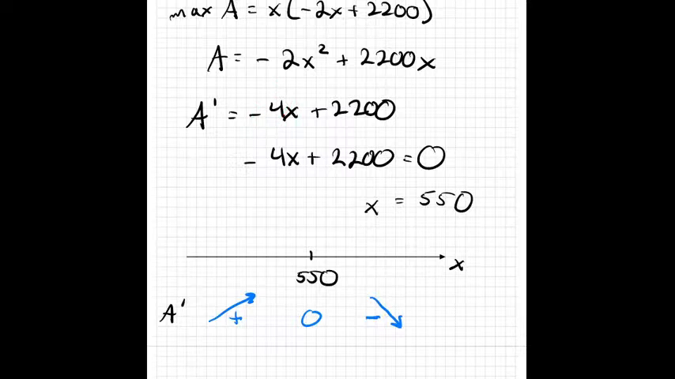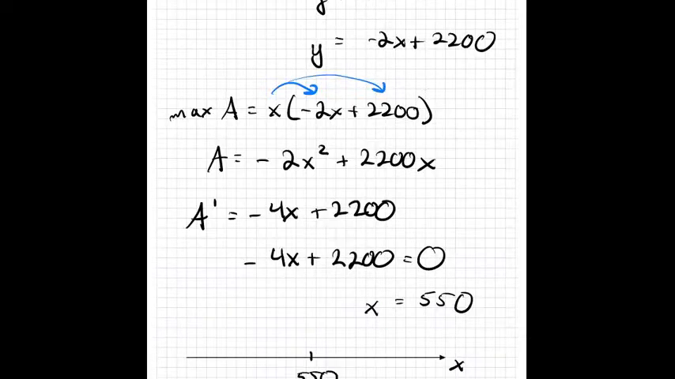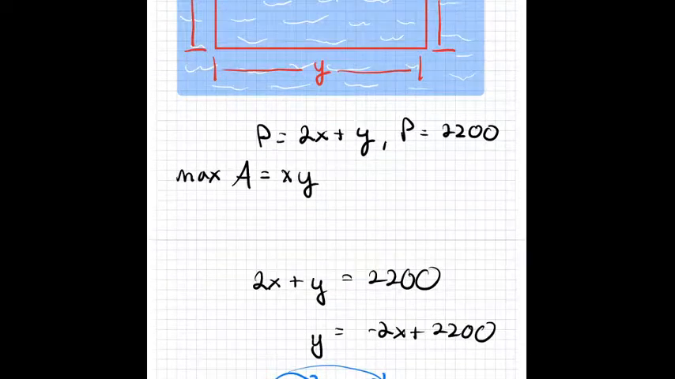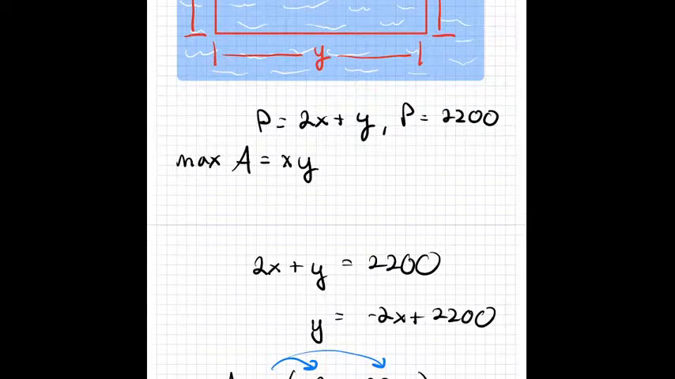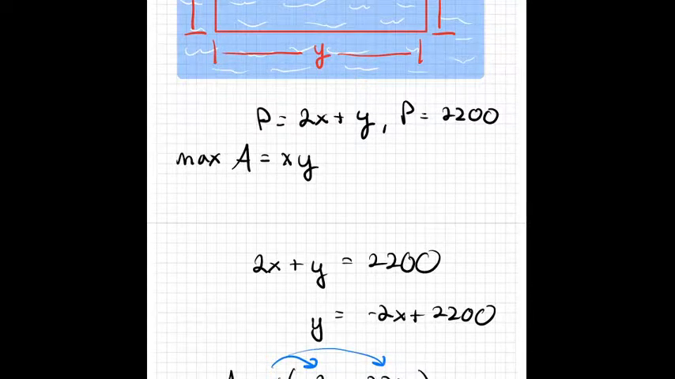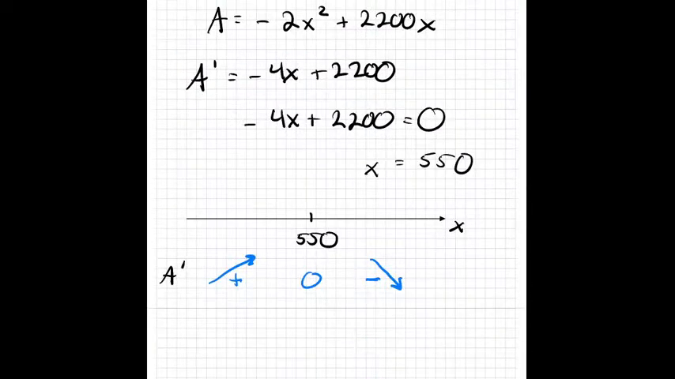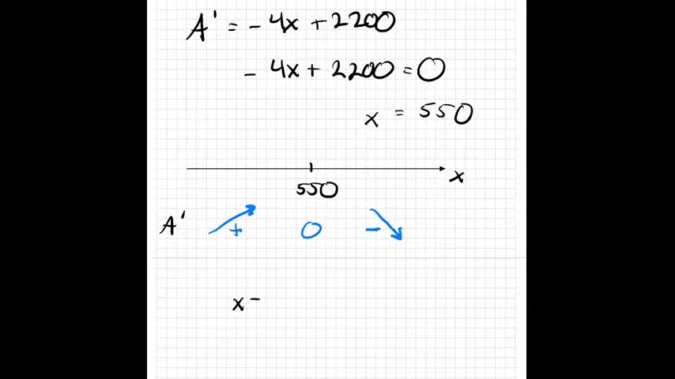So we just want the dimensions. When x is 550, we need to go back and find y. So 1,100, even. It looks like when x is 550, y needs to be 1,100.